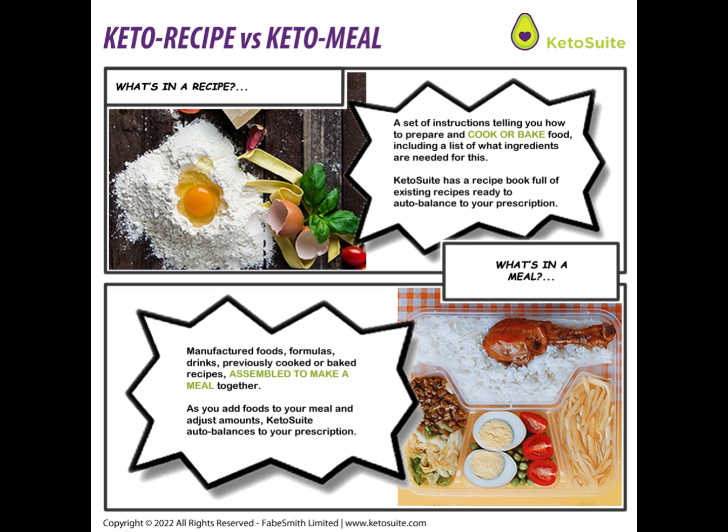So that's a recipe. Whereas a meal is a collection of foods. If you think of a plate and you put foods onto it, they may be processed foods, they might be formulas, drinks, previously cooked or baked recipes can be included into a meal. And so a meal is assembled together. And that's the main difference.